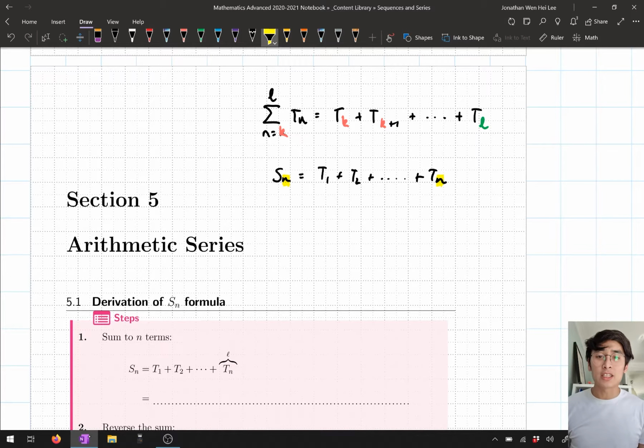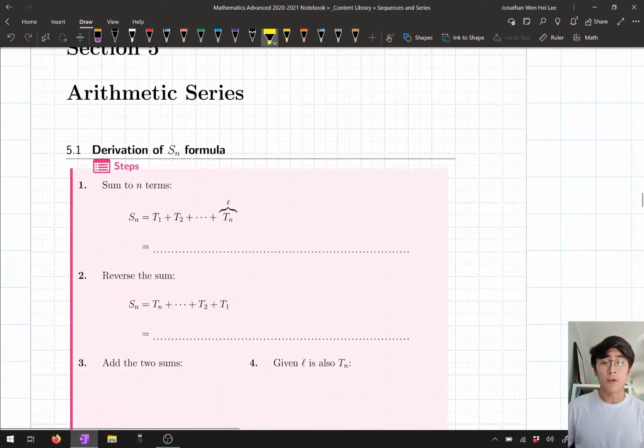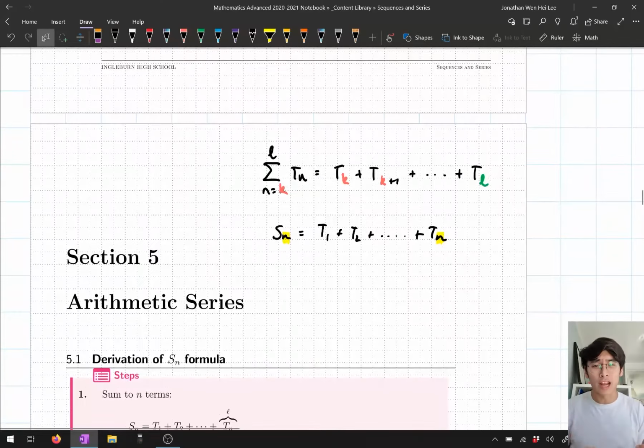And so here, that was when this matched up with the index of our partial sum. In today's lesson, we're looking at our first type of series, and it's an arithmetic series. So what happens when we add up the terms of an arithmetic progression? There are some particular patterns that we notice. So we're going to first derive the formula for the partial sum of an arithmetic series.